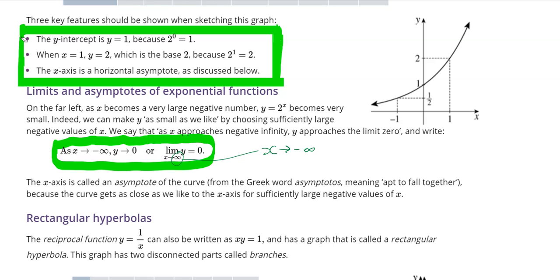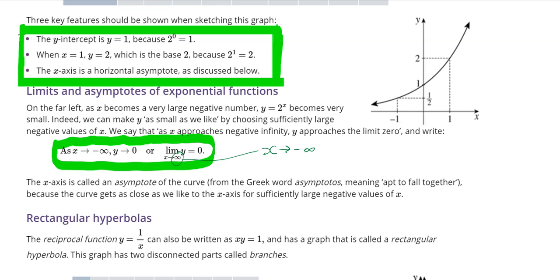I'll just read through that. We can make y as small as we like by choosing a sufficiently negative x. We can make y as large as we like by choosing a sufficiently large positive x. So that's all that happens. There are no negative values. So let's talk about that.